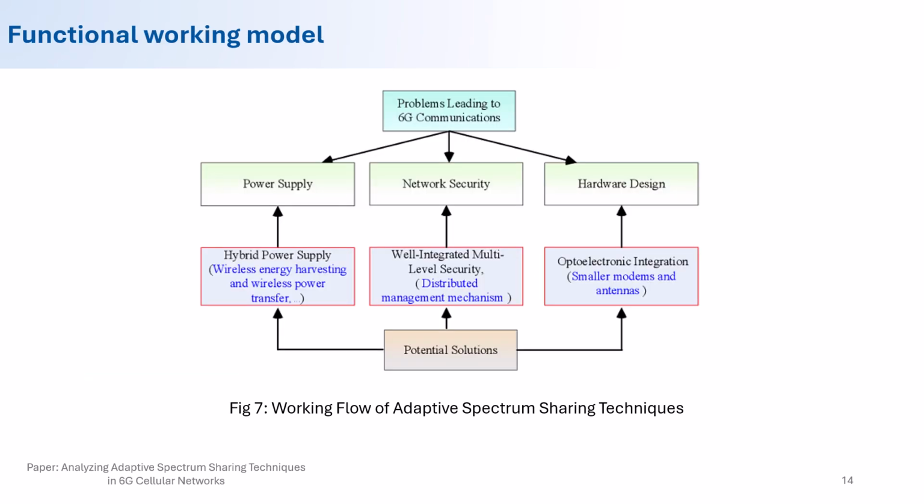This working model shows how an adaptive spectrum sharing system operates. It starts with environmental sensing, applies AI algorithms to decide the best spectrum allocations, and constantly adjusts based on real time network conditions, maintaining the best possible user experience.